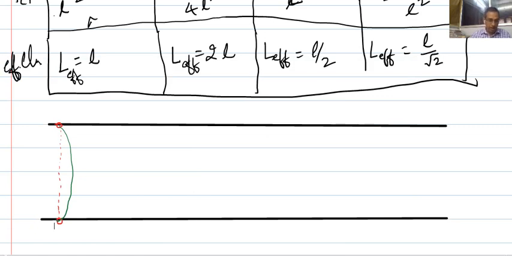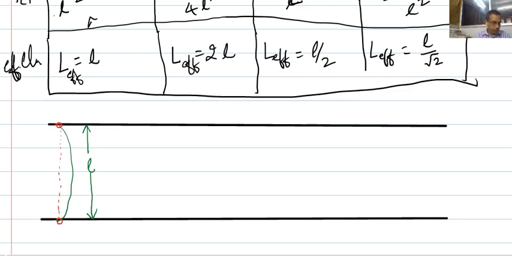So, this will be the buckling shape of my column. Now, I am assuming that this length is my L, this length my L, the column length. This is my column length.